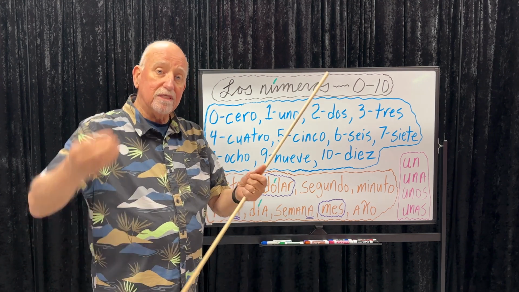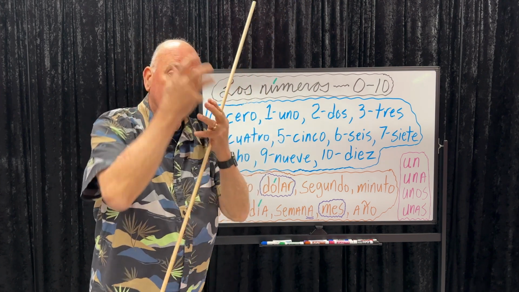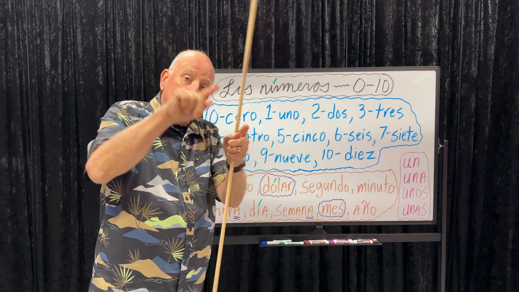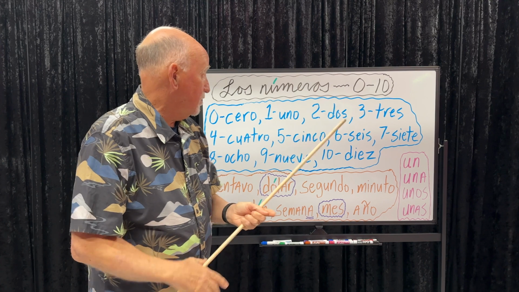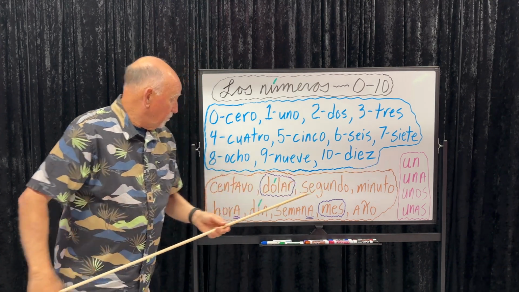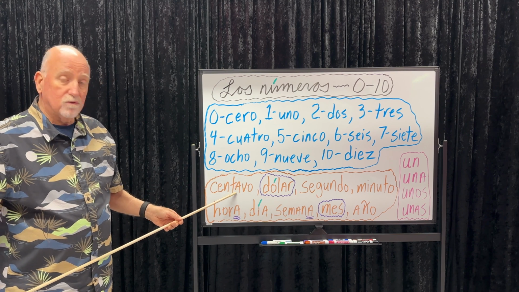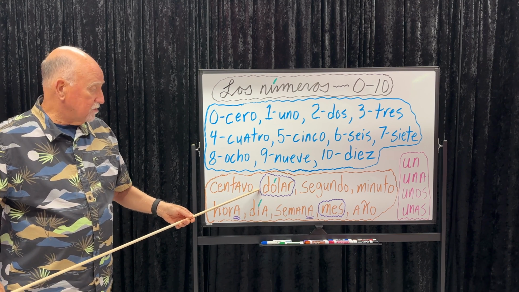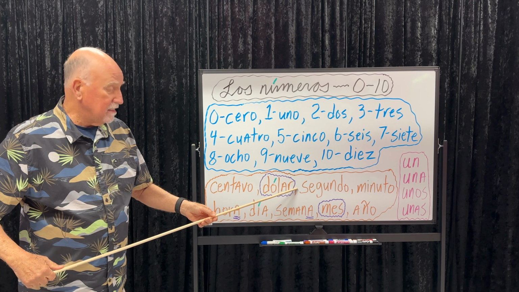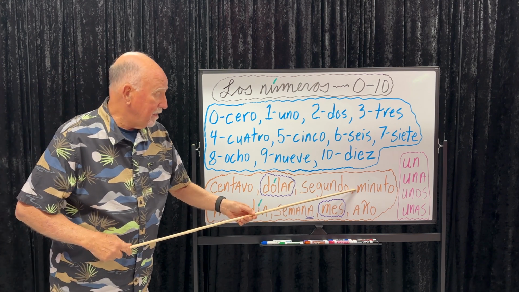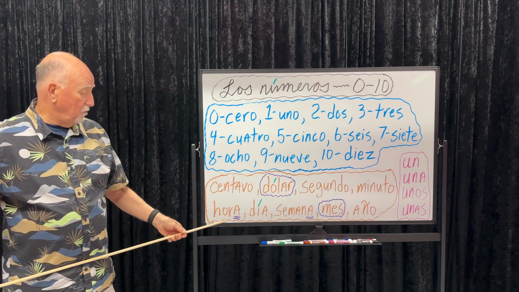In our brain, we just keep inputting all sorts of clusters of information, and then they become like a Venn circle. They start intersecting each other. Well, if a word ends in an O, a noun, and you want to say like 1 cent, it's un centavo. $1, it's un dólar. 1 second is un segundo. 1 minute, un minuto. We get to hora.